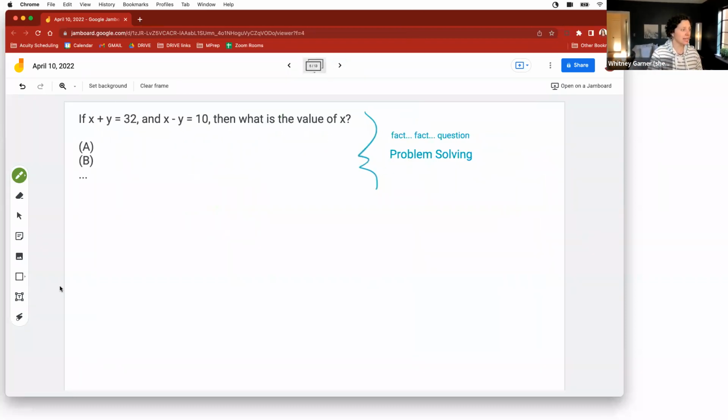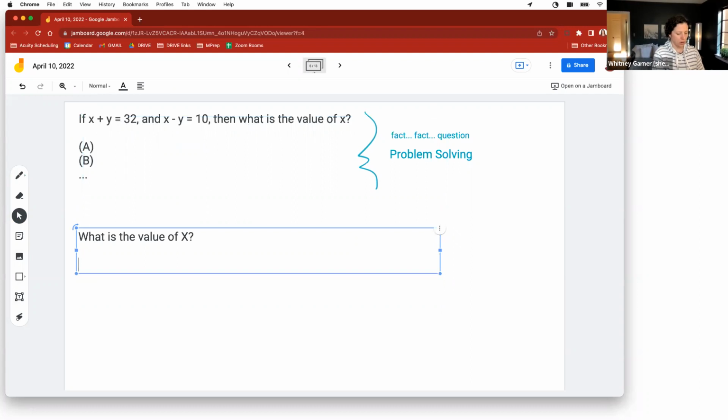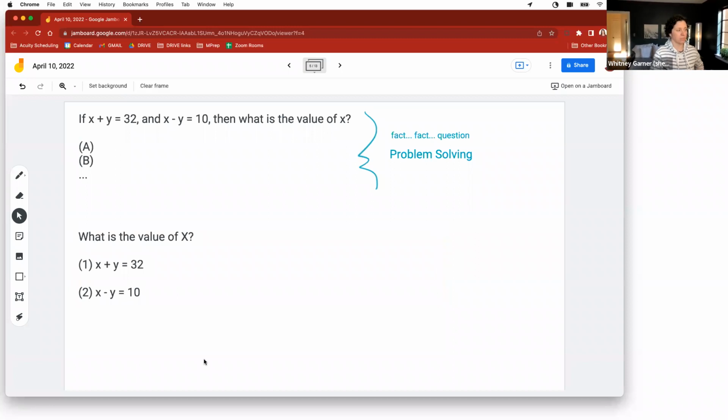Okay, so now let's take the same thing, but let's rearrange it a little bit. Let's do it this way. What is the value of x? And this time, instead of answer choices A and B, I'll start with statement 1, x plus y is 32, and statement 2, x minus y is 10. It's the exact same. This time I gave you the question first, and I gave you the two pieces of information second and third.